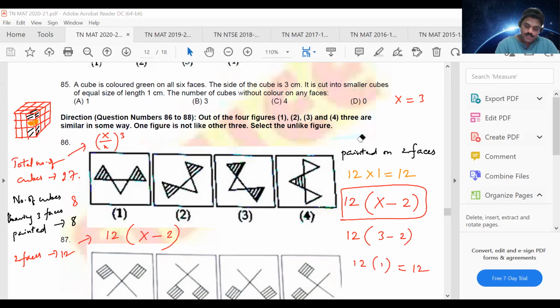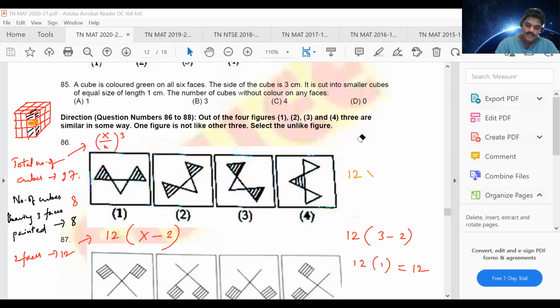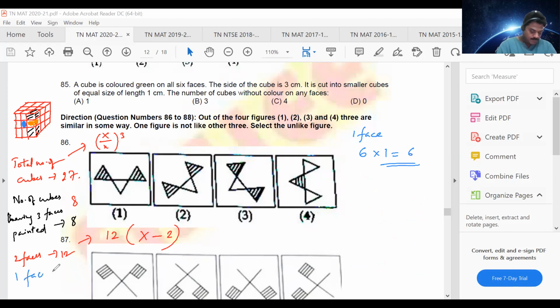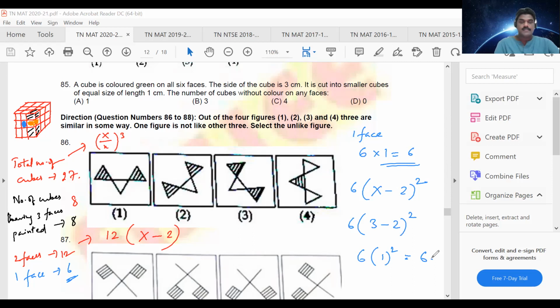Now, moving on. I want to know the cubes that are painted on only one face. If you observe here, for each face I have one particular cube like this. So the number of cubes that are painted on one face would be 6 faces into one such cube, so 6. If you need the formula, it is 6 into (x minus 2) whole square. That means 6 into (3 minus 2) whole square. So 6 into 1 square is 6, right.